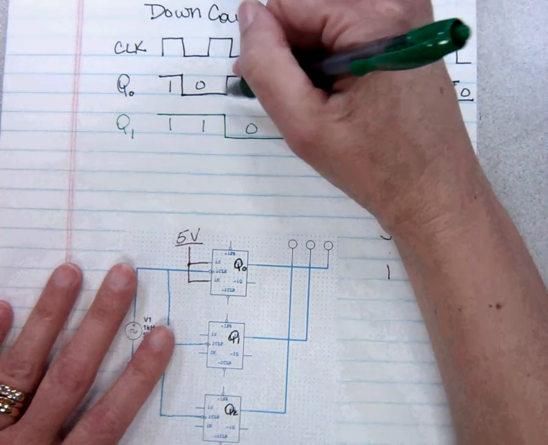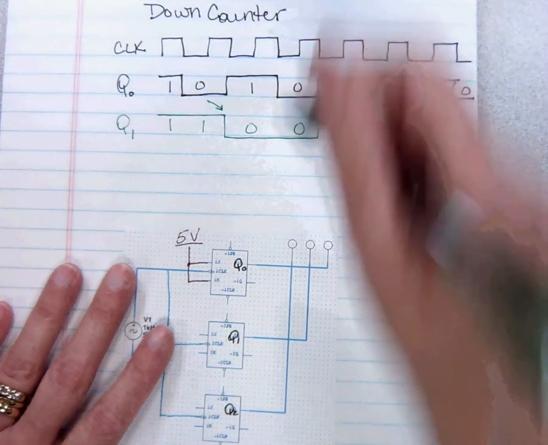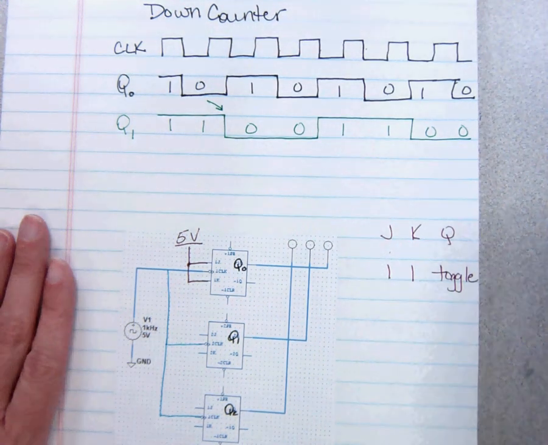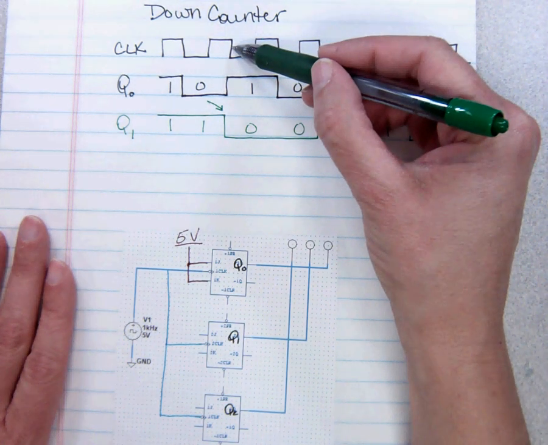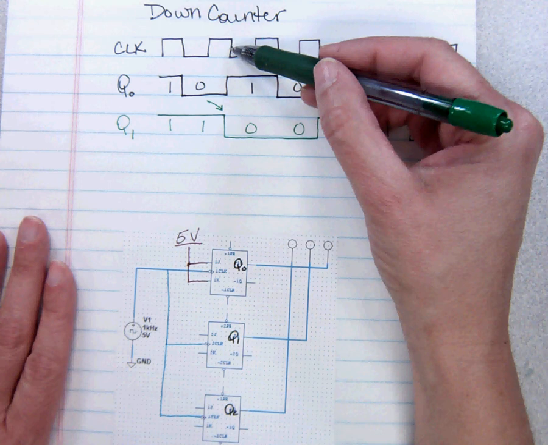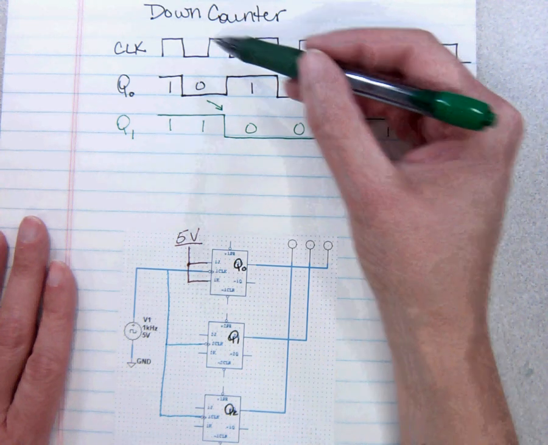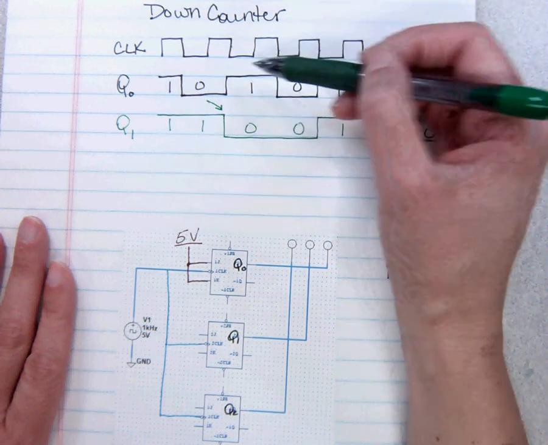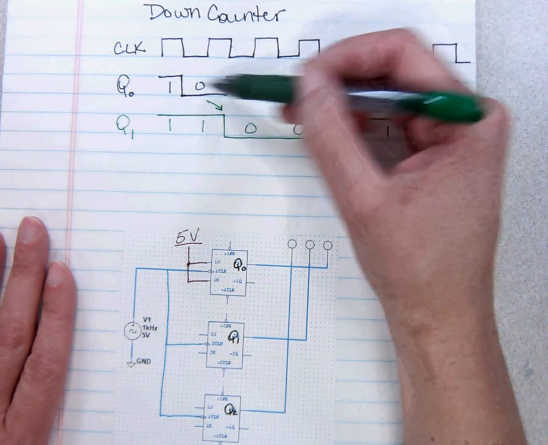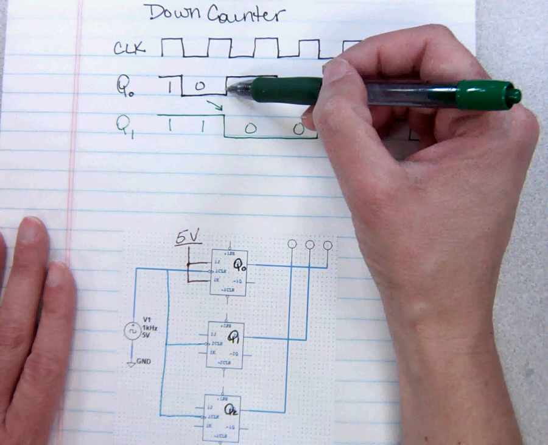Okay, so again, we got to look at when do I want that Q1 to change. It is going to change on the negative clock, the falling edge, but the problem is I don't want it to change on every falling edge. At this falling edge, there was no change. So how do I tell my circuit only change when I've already done one toggle here?